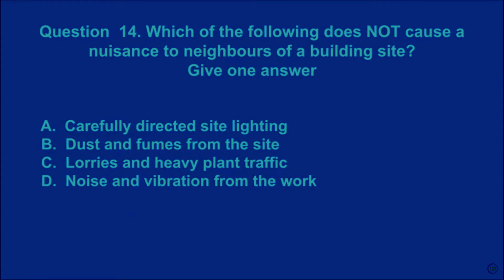Question 14. Which of the following does not cause a nuisance to neighbors of a building site? Give one answer. A. Carefully directed site lighting. B. Dust and fumes from the site. C. Lorries and heavy plant traffic. D. Noise and vibration from the work. The correct answer is A.